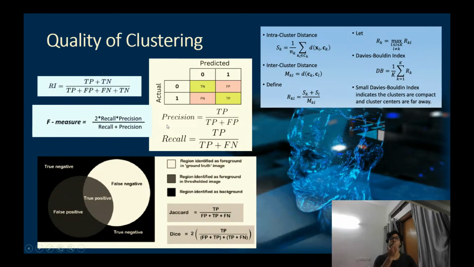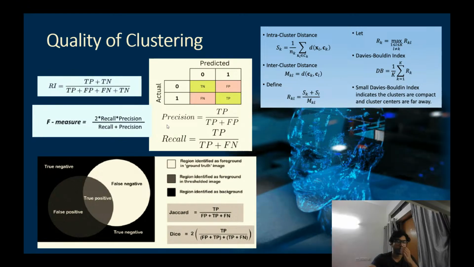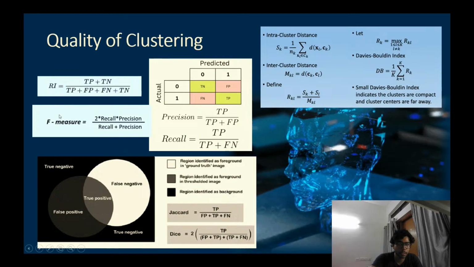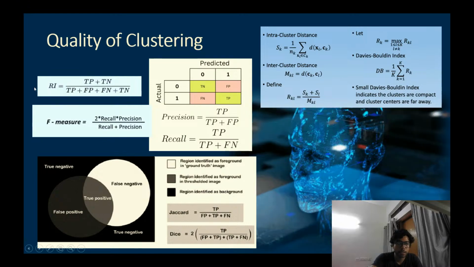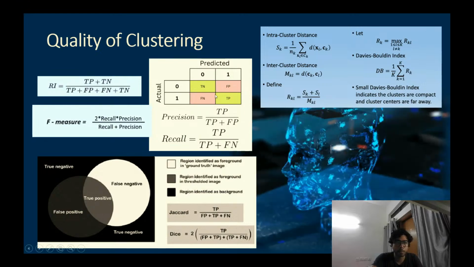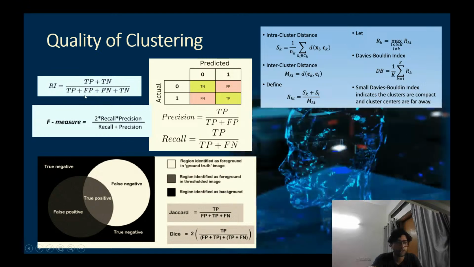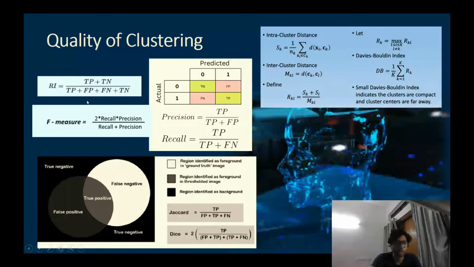Now, what are the measures to identify how well your clustering algorithm is performing? These are some of the measures. The first one is the Rand index, which is basically just the accuracy: true positive plus true negative divided by the total. This is called the Rand index, similar to accuracy. If accuracy is higher, then your model is performing better.